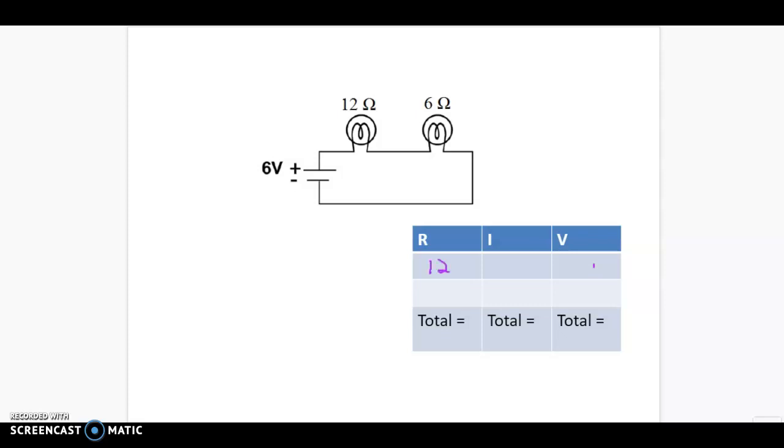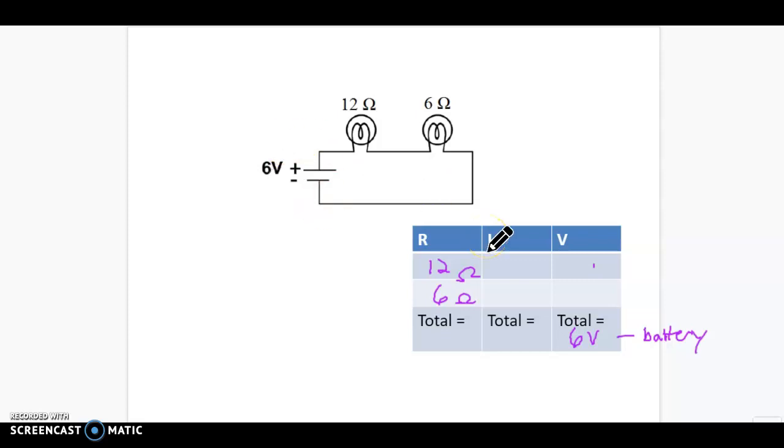We're going to list out the things that we know in this problem. First of all, you need to copy down this table. R, I, V, 2 rows, and then a total row. And then we're going to list out things that we know. We know the resistance for each of these. We have 12 ohms. We have 6 ohms. And our total voltage comes from our battery. It's 6 volts. This is always from your battery.